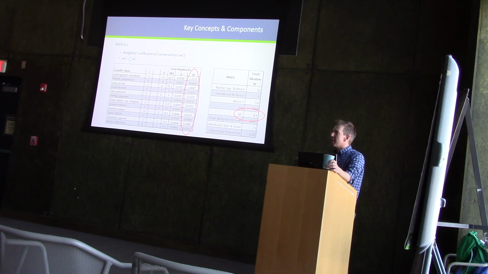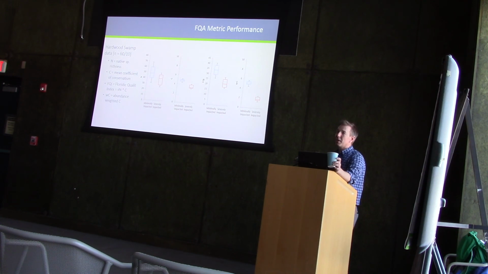So obviously you're incorporating more information into that. Now why are we using weighted C instead of those simple presence-absence metrics? Turns out that it's a way better performer as an indicator. It does a way better job. So what we have here is 4 different graphs of the same data from our hardwood swamp data set. And again, the blue boxes are the distribution for minimally impacted sites, which we have 60 of. And the severely impacted sites are the red ones, which we have only 10, but it's something.